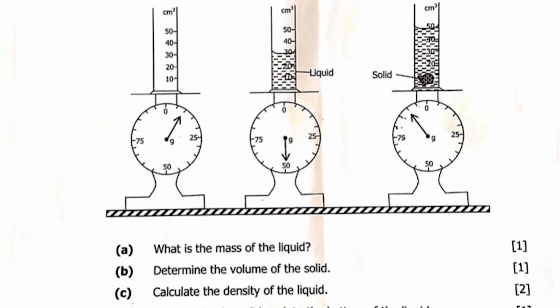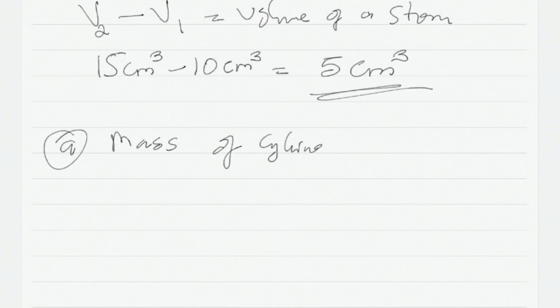Number A, the question is, what is the mass of a liquid? When you look at these three diagrams, we have part C. Part C, the question reads, name 2 gases that make up other gases.